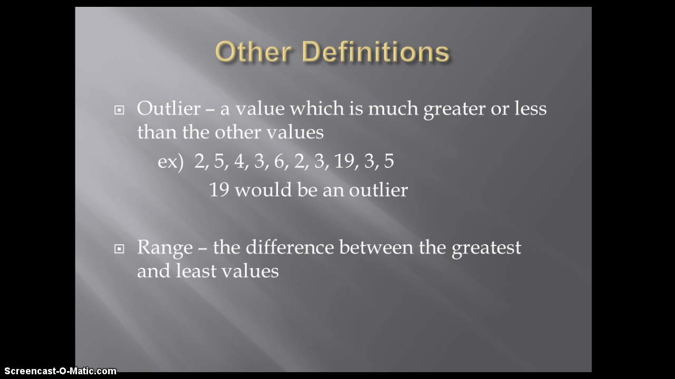Other important definitions to know is outlier. We talked about it in both median and mean. An outlier is a value which is much greater or less than the other values. So if you look at this data set here, hopefully there's one number that glares out to you, 19. 19 is an outlier because it's so much bigger than the other numbers. The closest number to it is 6, and most of those numbers are grouped really close. The other measure of data we have covered before, but just a reminder, is the range. Remember, the range is the difference between the greatest and least values.